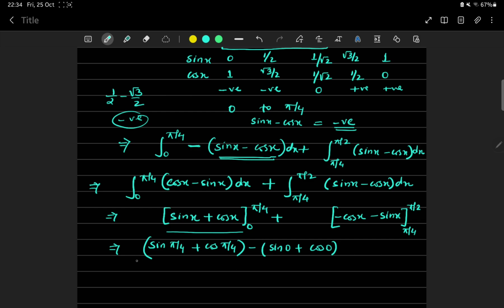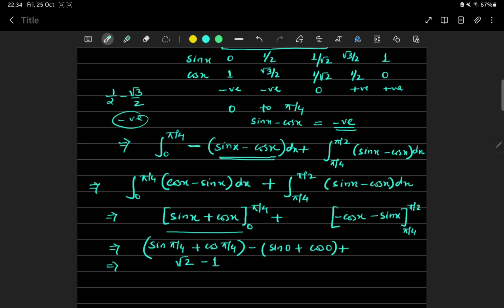Okay, so if you solve this, sin pi by 4 is 1 by root 2 and cos pi by 4 is 1 by root 2. So what will you get? 2 by root 2, and this can be written as root 2. So finally we will get root 2 here, and cos 0 is 1, so we will get root 2 minus 1 on solving this.